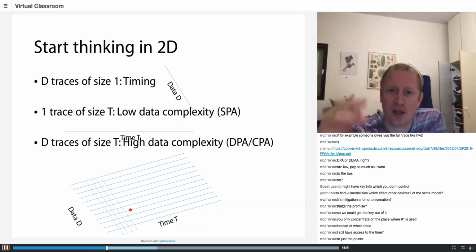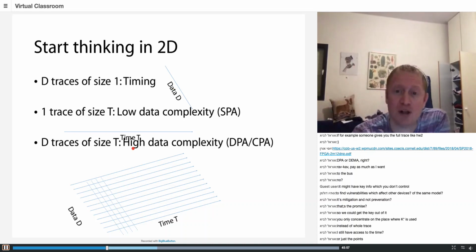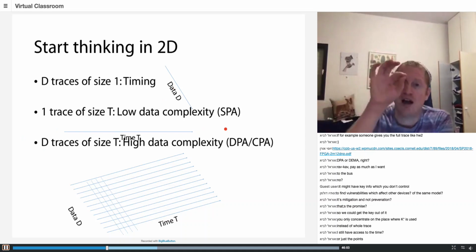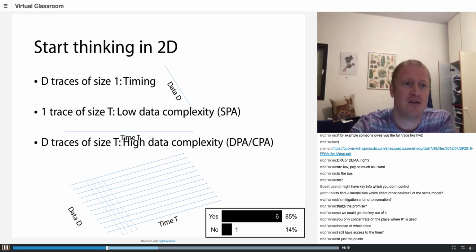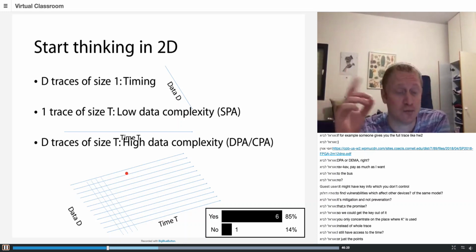Okay, so when I was using timing, I only had one data point per measurement. I got the timing. When I was doing low data complexity, I had a huge set of measurements, but I only had one measurement. I had a vector size measurement, but only one. So when I'm doing high data complexity, I have an array of measurements. I have d measurements. Each one of them is quite large.